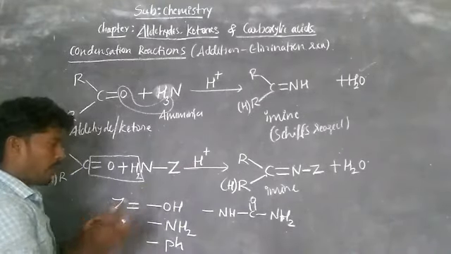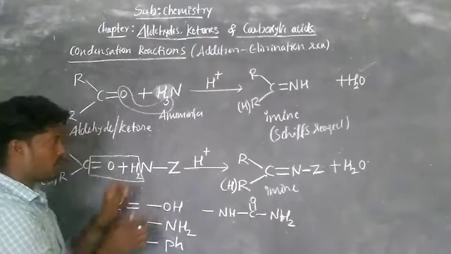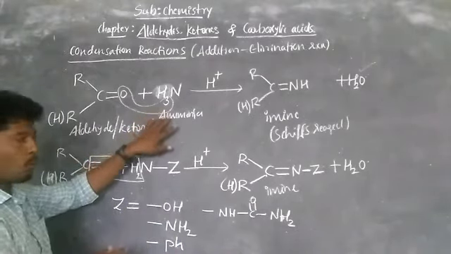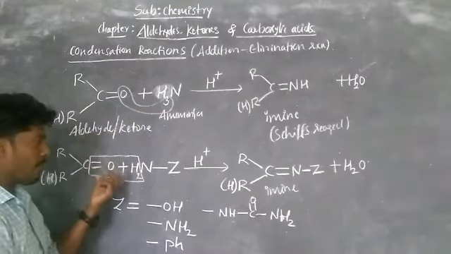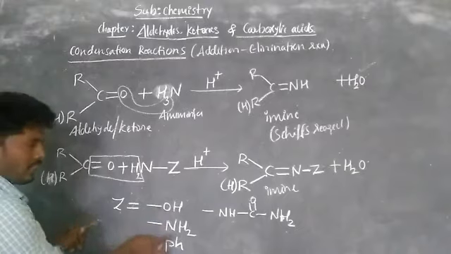Okay, now we are going to study one by one on all these 4 compounds. This is the general reaction of ammonia with aldehydes and ketones, and similarly we are taking one example for aldehyde and ketone and these reactants.